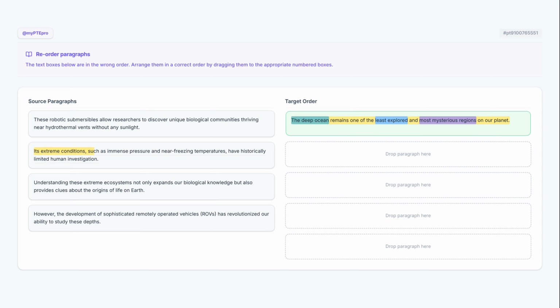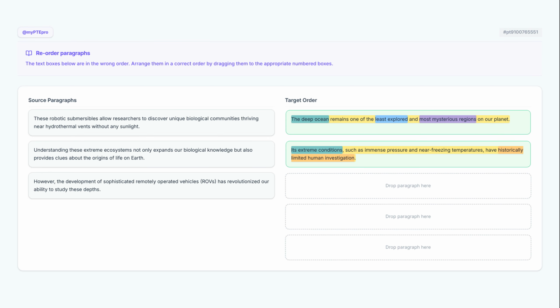Its extreme conditions, such as immense pressure and near-freezing temperatures, have historically limited human investigation. This sentence provides a direct explanation for why the ocean remains mysterious, as mentioned previously. The phrase, "its extreme conditions," uses a possessive pronoun to link directly back to the ocean, while the mention of how these factors historically limited human investigation explains the lack of exploration noted in the opening statement.